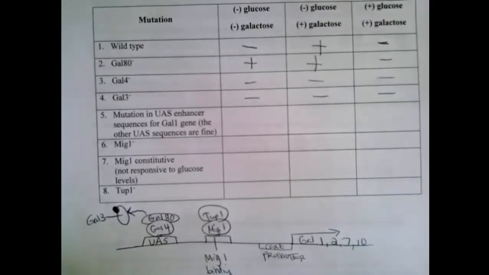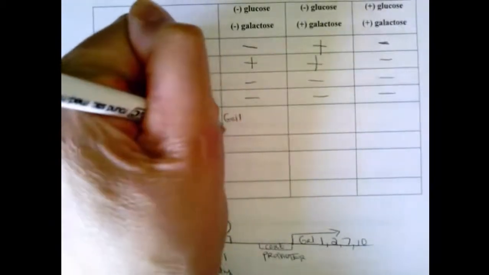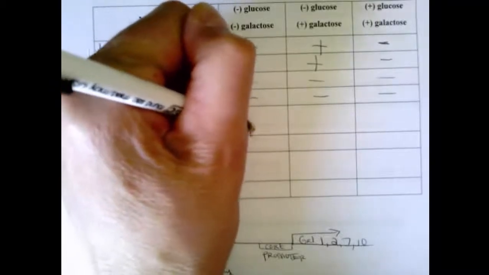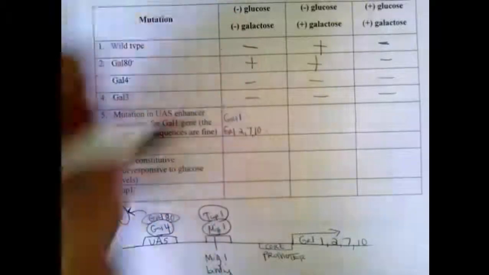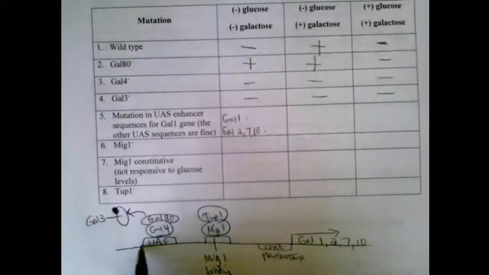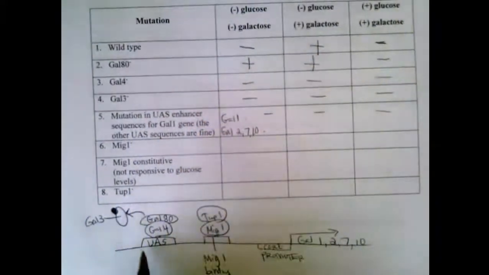What if you had a mutation in the UAS enhancer sequences for the GAL1 gene? So what I'd like to do in this case is answer this separately for the different genes. So for GAL1, we don't have a functional binding site for the transcriptional activator, and so you can never recruit that transcriptional activator to that region of the genome, and you can never activate the GAL1 gene. And so this would be negative all the way across.